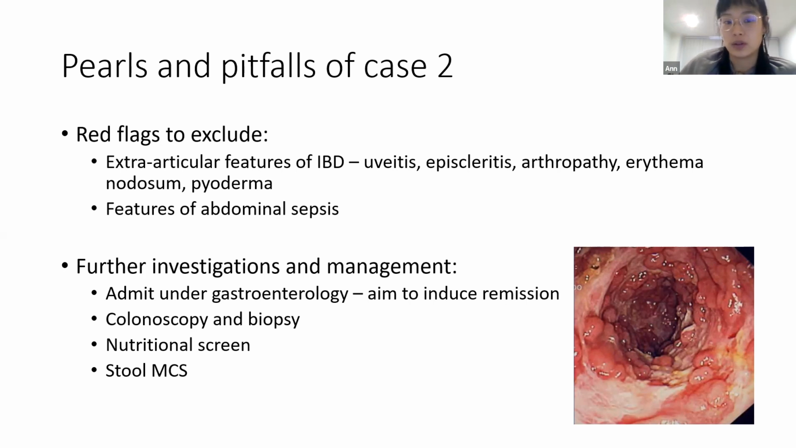You also want to check whether she's got any features of abdominal sepsis. So in this case, she does have a fever, she does have raised white cell count, and she is clearly uncomfortable and in distress. And so I think at this point you have pretty good grounds for starting some antibiotics to cover an empirical source of abdominal sepsis.